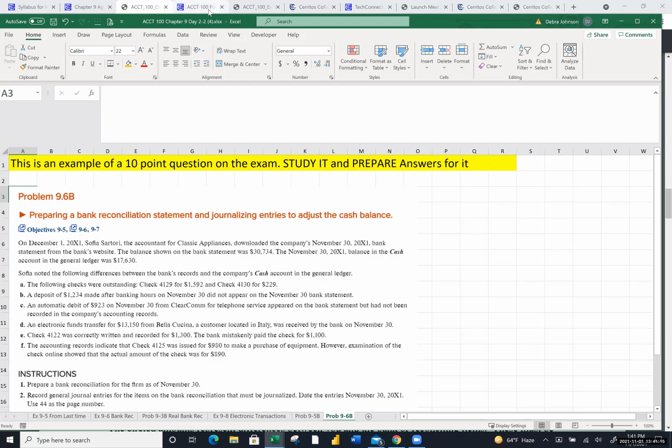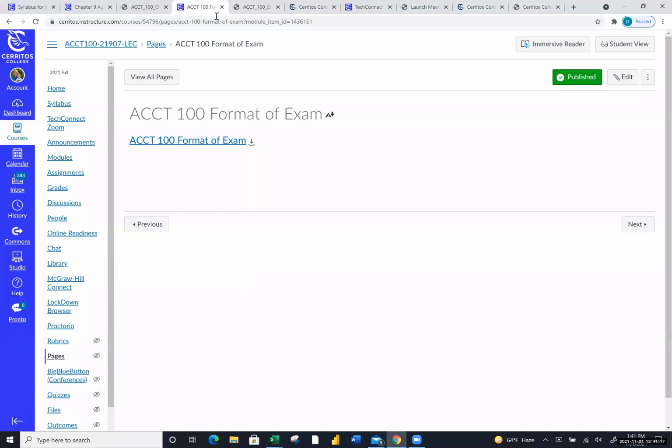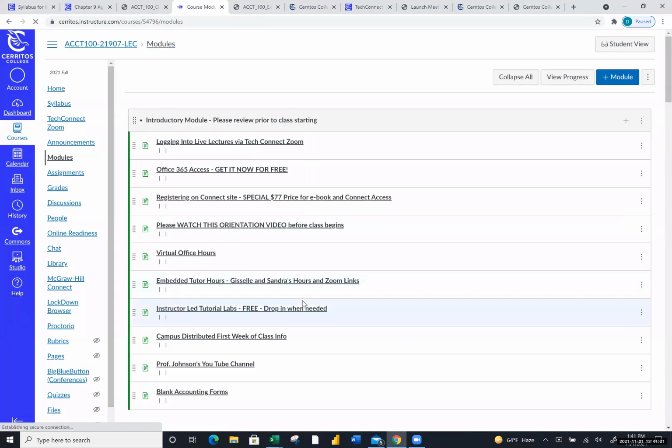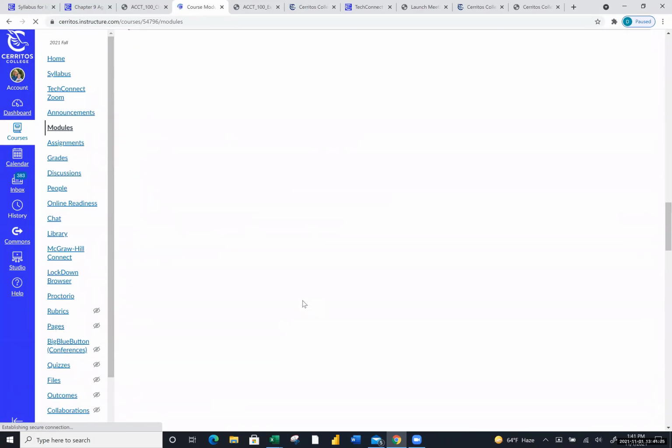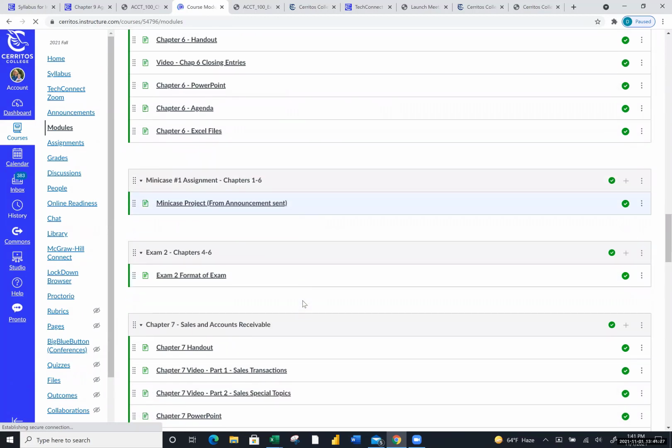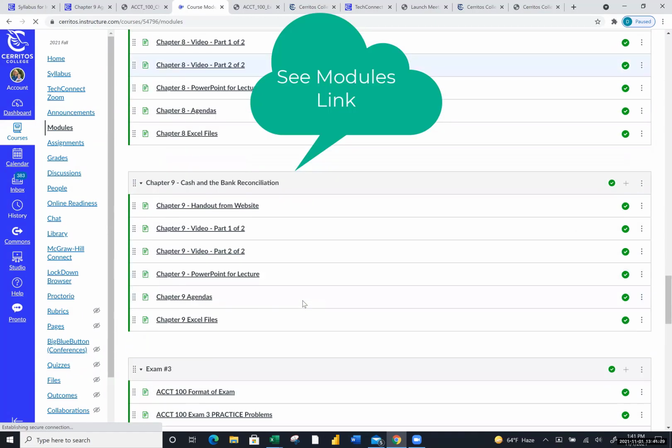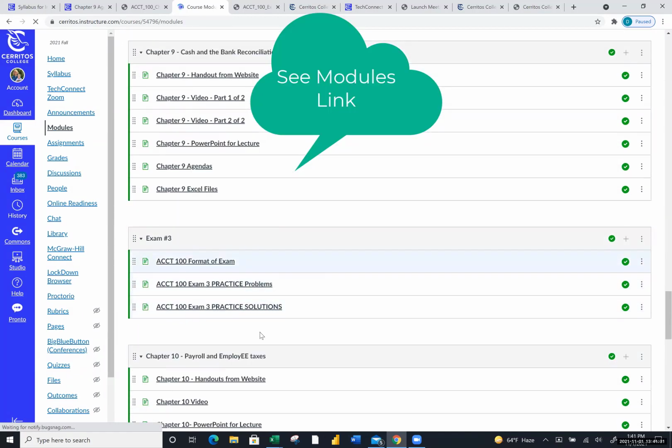Okay, let's go take a look at the review sheet. Let me show you where it is. I think I may have already have it open, but it's in the modules link. Let me wait for the computer to catch up. It's after chapter 9, so this is where I'm looking at.